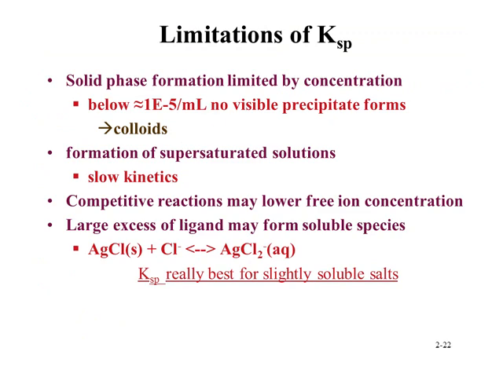Colloids. KSP does not include colloids. In fact, thermodynamic data do not explain colloids well at all. So if you do have colloid formation in your solution, that will not show up in thermodynamic calculations, so your calculations versus your experimental data may vary. And often you can have formation of other species that aren't considered in the KSP. For instance, with silver chloride, if I have excess chloride, I can form an anionic soluble species. KSP values are really best for slightly soluble salts.